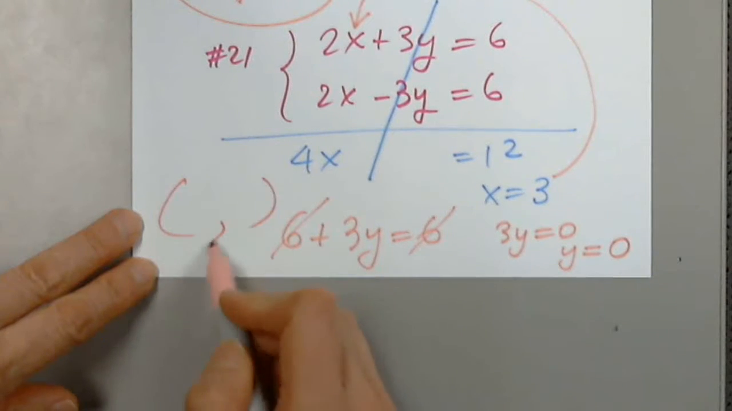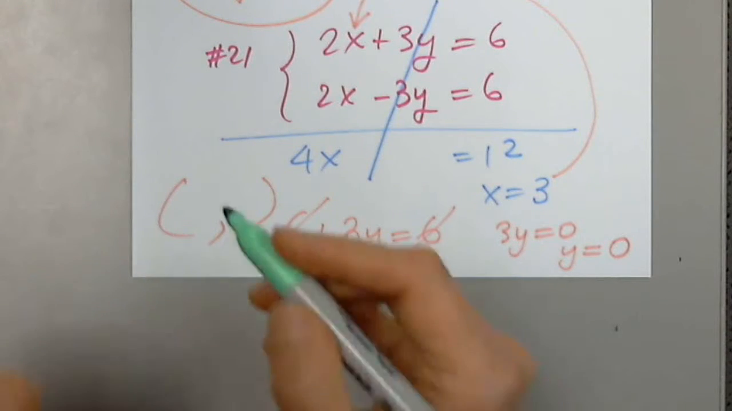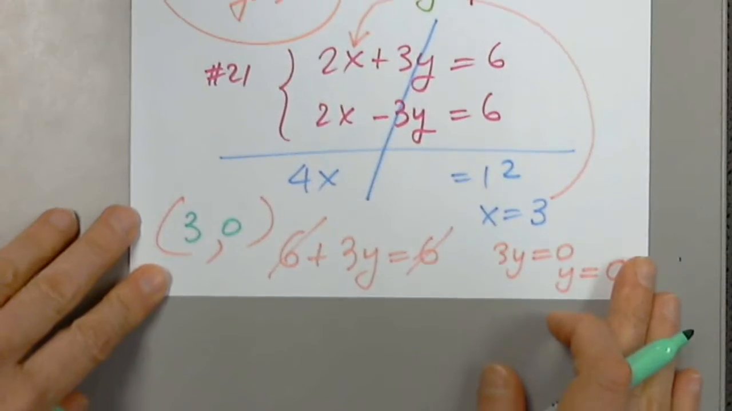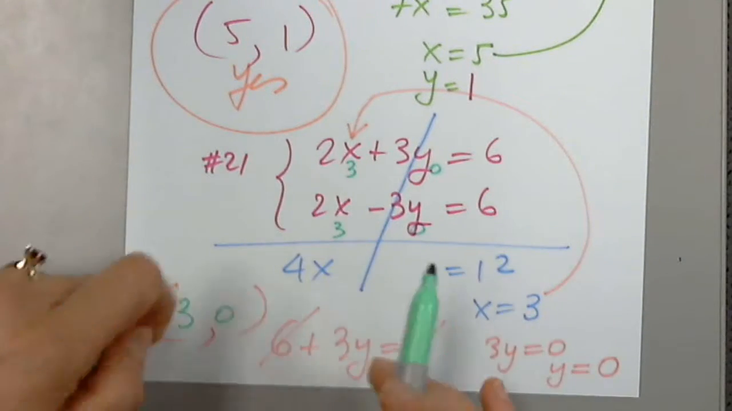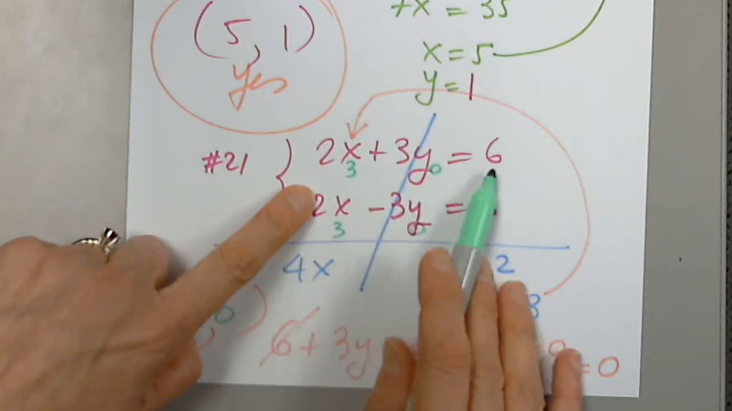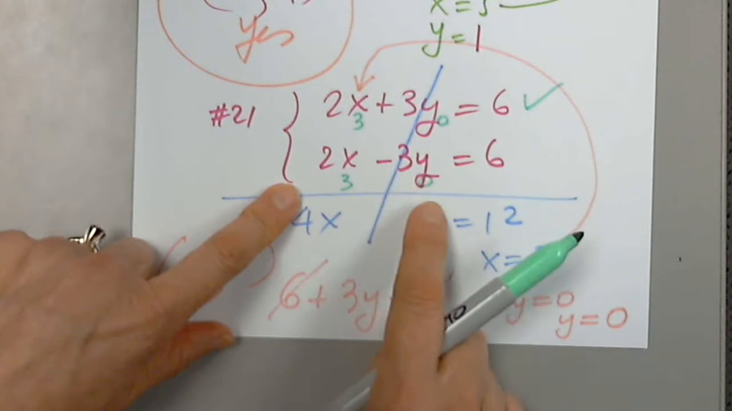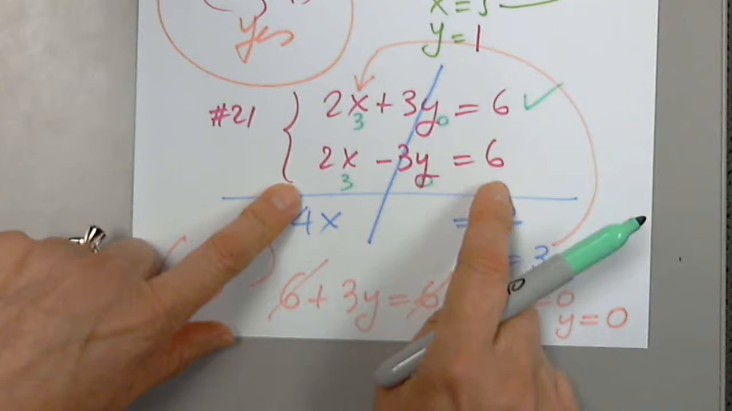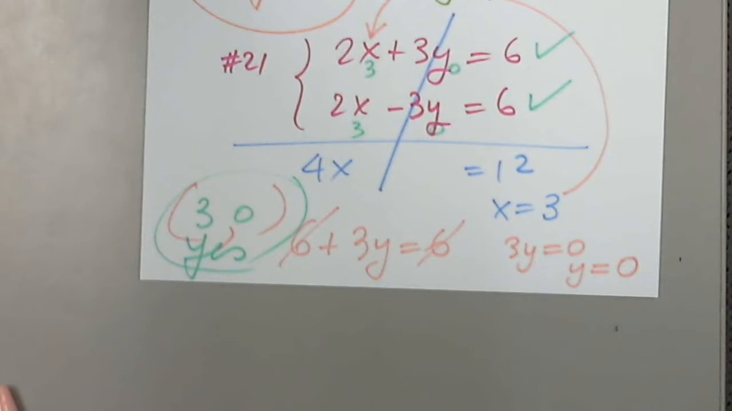So then what is the solution that I have to go back and test? 3, 0. Don't trust it? Not yet. So 3, 0. Let's check. 2 times 3 is 6. 3 times 0 is 0. 6 plus 0 is 6. Yes. 2 times 3 is 6. Negative 3 times 0 is 0. 6 minus 0 is 6. Yes. So I'll have to come back and say 3, 0 is indeed the solution.